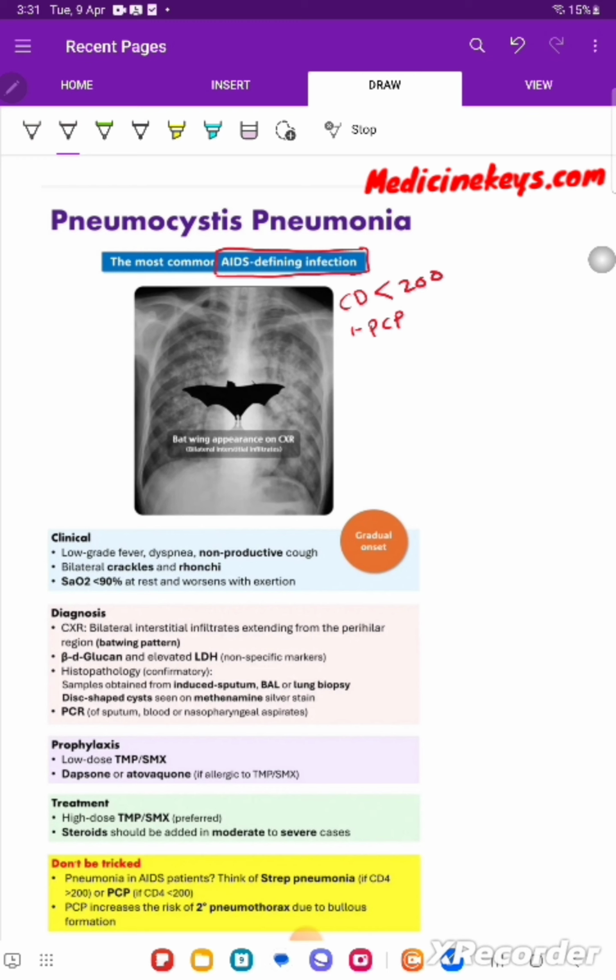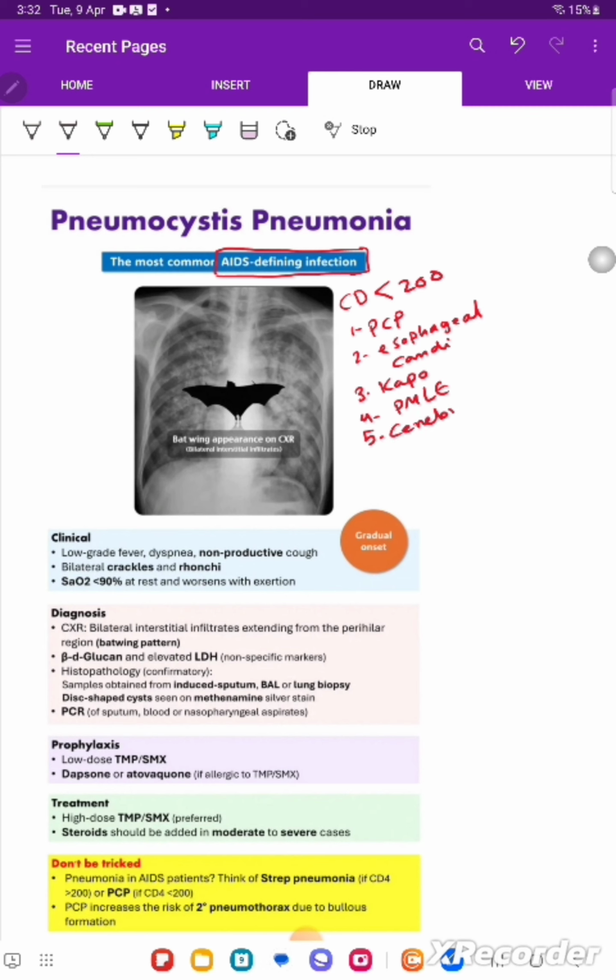Other types of AIDS-defining infections include esophageal candidiasis, and take care, it's not oral candidiasis, it's esophageal candidiasis. And also we have Kaposi sarcoma, and also we have progressive multifocal leukoencephalopathy, and the last one is cerebral toxoplasmosis. All these are AIDS-defining infections. When you find any of them, you should suspect AIDS.